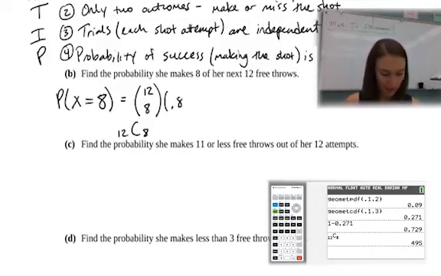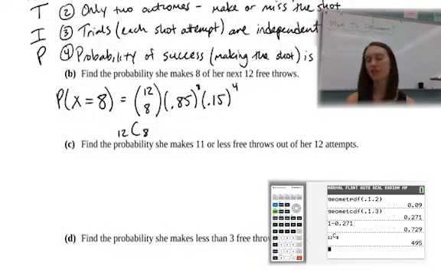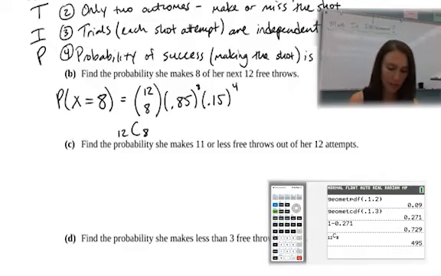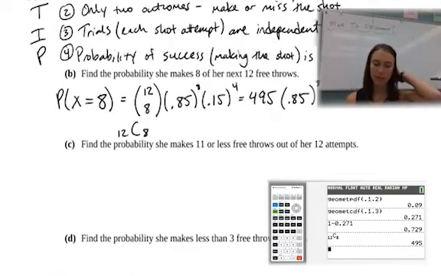So 0.85 to the 8th power times 0.15 to the 4th power, because she makes 8 shots. So 85% probability of making a shot, there's 8 of those. And 15% when she misses the shot, and there's 4 of those, makes up the 12. So 495 times 0.85 to the 8th times 0.15 to the 4th, I get 0.068. So she only has a 6.8% chance of making 8 shots.